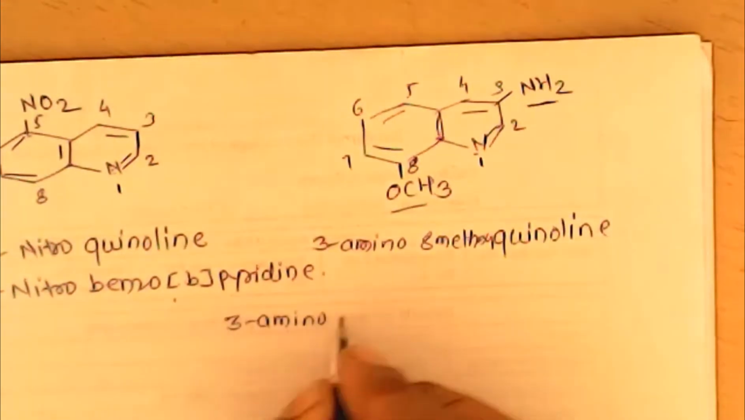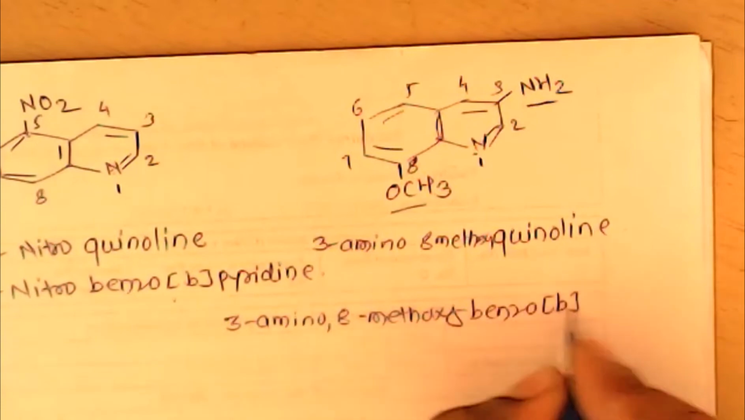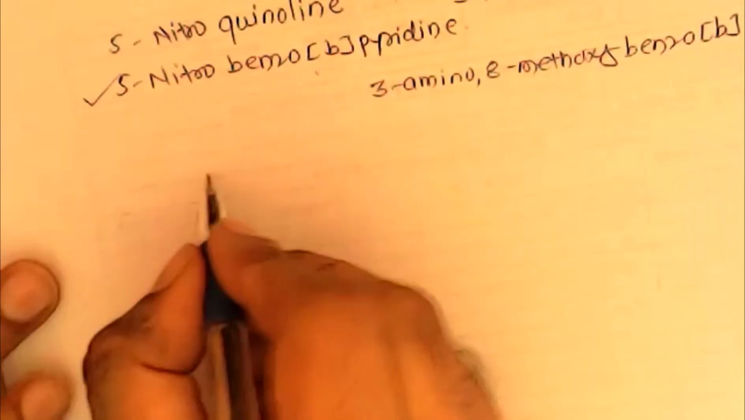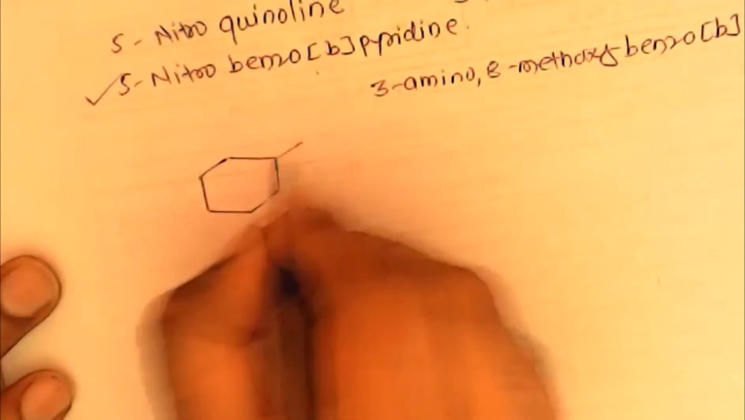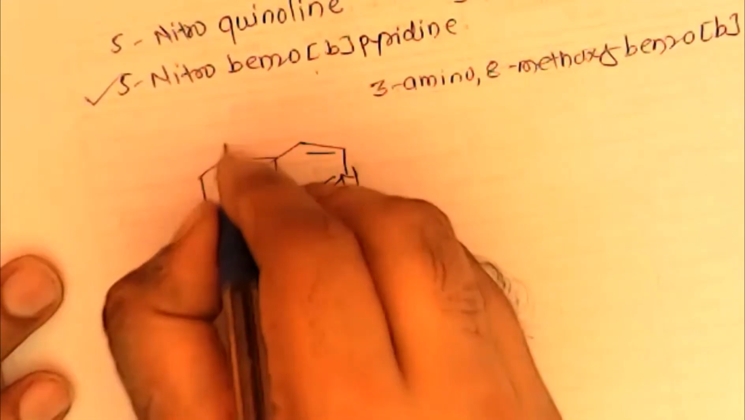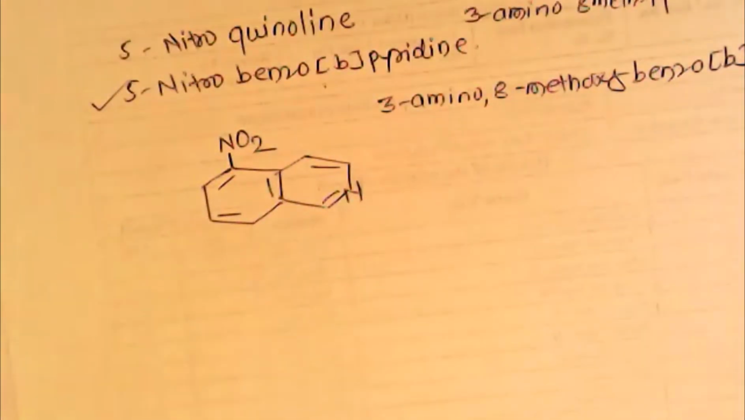Or what is its other name? 3 amino 8 methoxy benzo B pyridine. Okay, so this is the example of the quinoline system. If you take the isoquinoline, with a simple example let us see, that is isoquinoline. What is the only difference between quinoline and isoquinoline? The numbering. The position of nitrogen was first at the alpha position, now it is at the beta position. Okay, so that is isoquinoline.